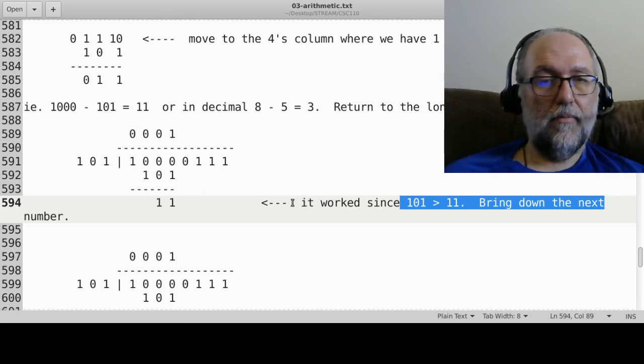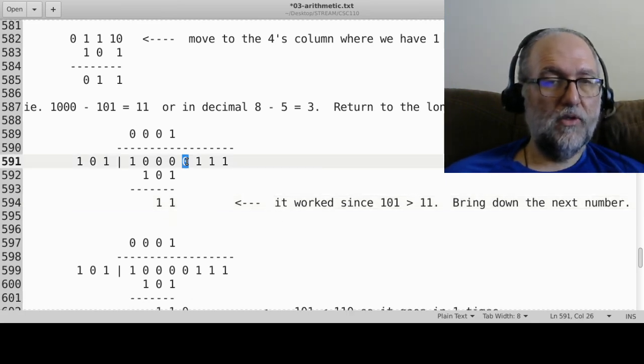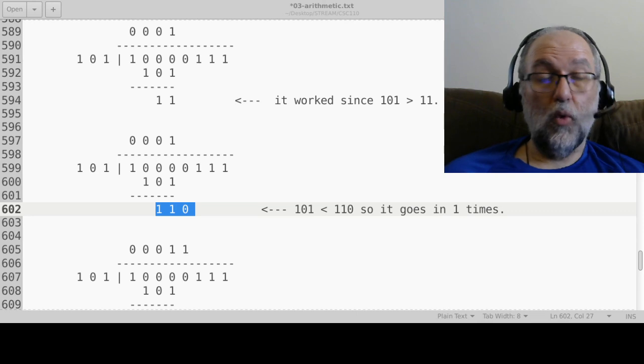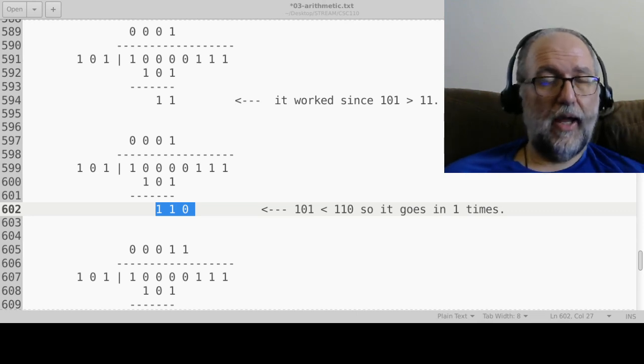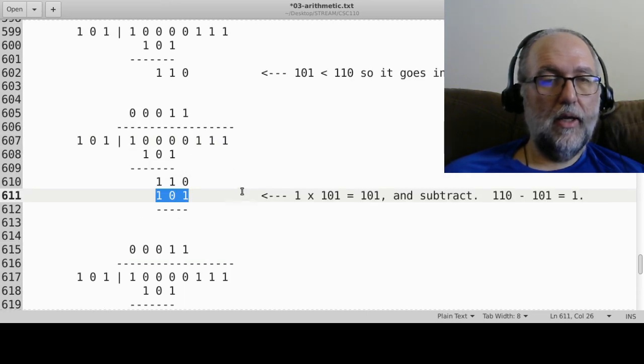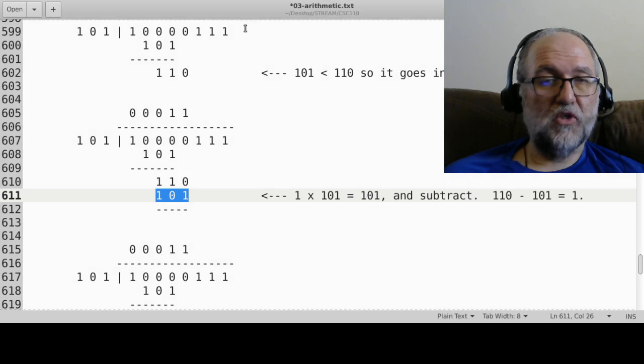Okay, so I've got some bad wrap going on here. There we go. So we're ready to bring down that next number. So there it is. Okay, so now we bring down that number. Okay, and now we ask, does 101 go into 110? And the answer is yes. 101 is 5, 110 is 6. Okay, does 5 divide into 6? Yes, it does, one time. Okay, and so over here we'll put a 1 up here. Okay, like that. And 1 times 101 is, of course, 101. And 110 minus 101, all right, think about it, that's like 6 minus 5, that's just 1.